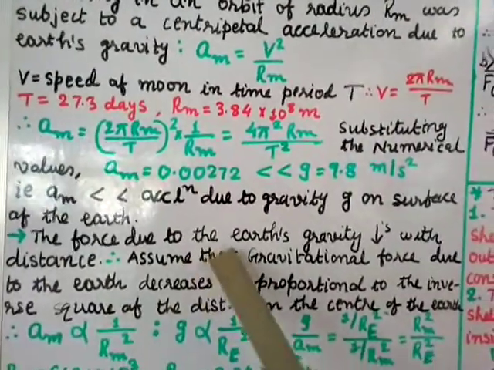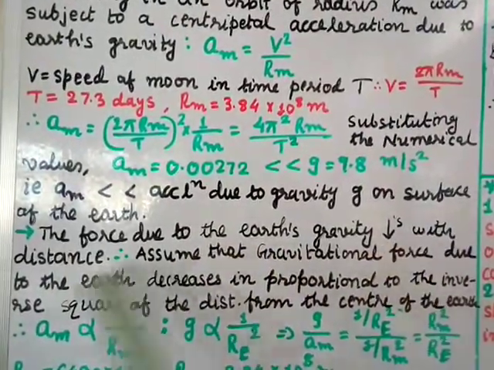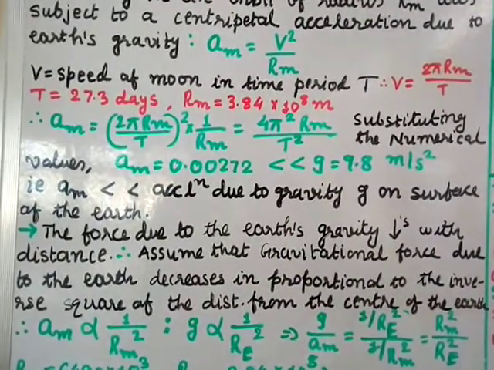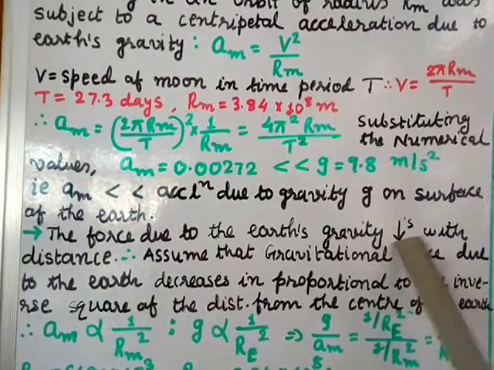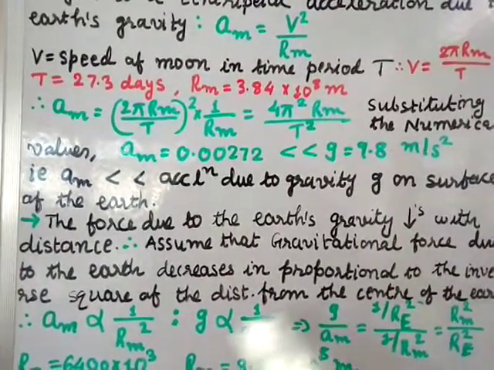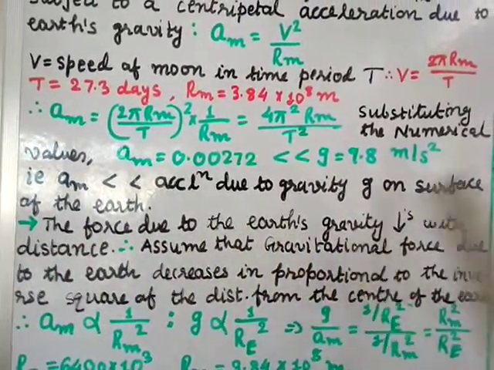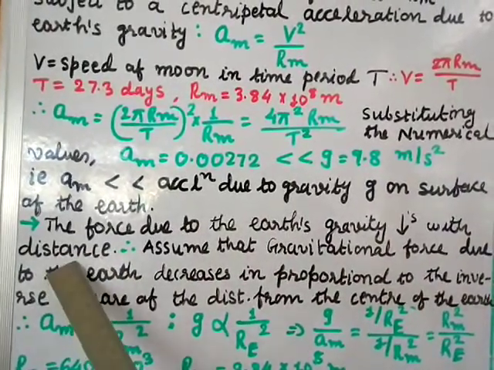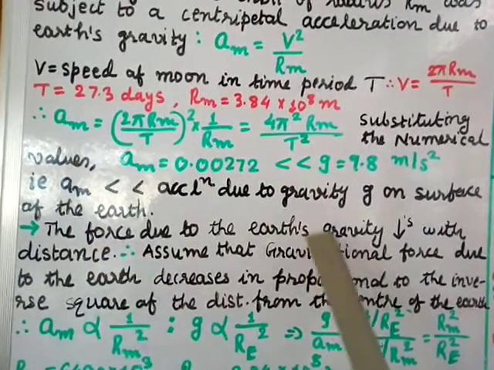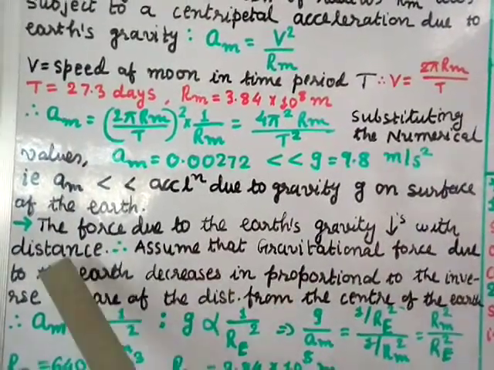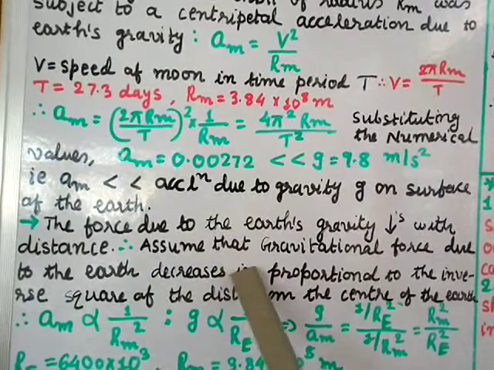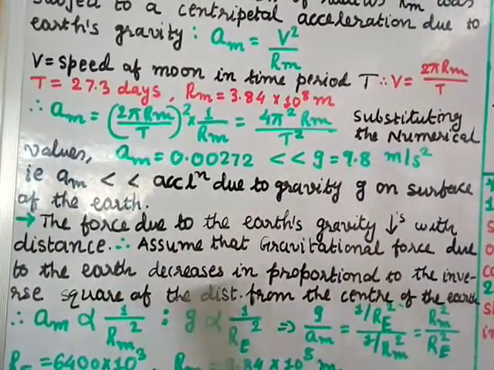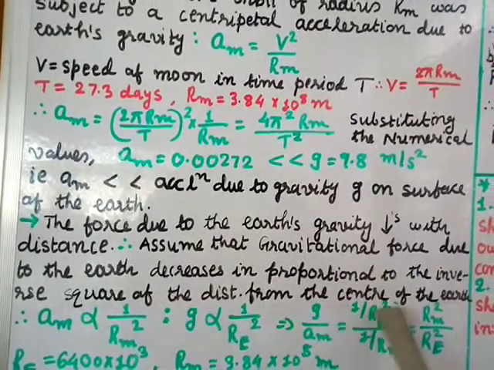The force due to Earth's gravity decreases with distance. As you go away from the earth, the gravity decreases. So the force due to the Earth's gravity will decrease as the distance increases. Therefore assume that the gravitational force due to the earth decreases in proportion to the inverse square of the distance from the center of the earth.